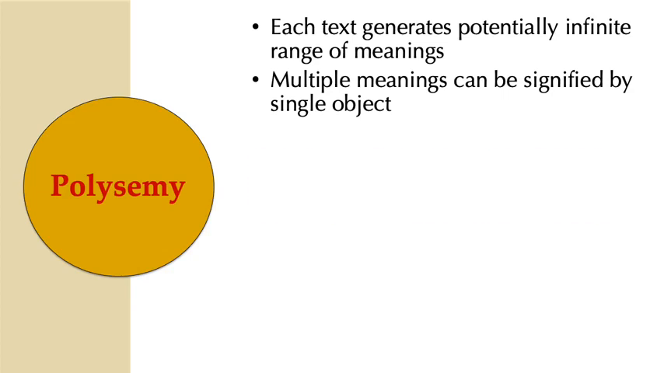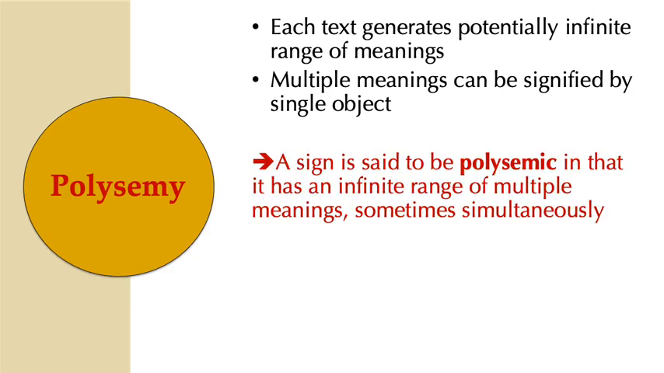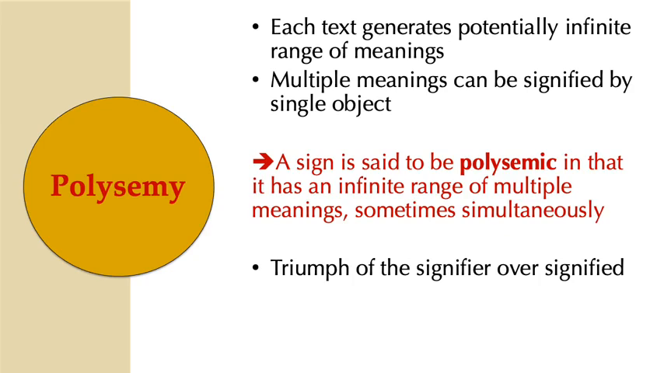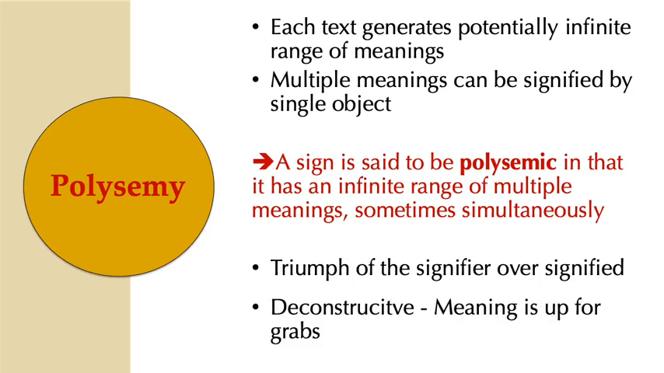So a sign is said to be polysemic if it has this infinite range of meanings, and sometimes it can have these multiple meanings simultaneously. In a sense, meaning is up for grabs. It's a deconstructive way of looking at signs, and in many ways what's been referred to as the triumph of the signifier over the signified, which is the idea that, going from Saussure, the sign is the signifier and the signified, and together they constitute the sign.